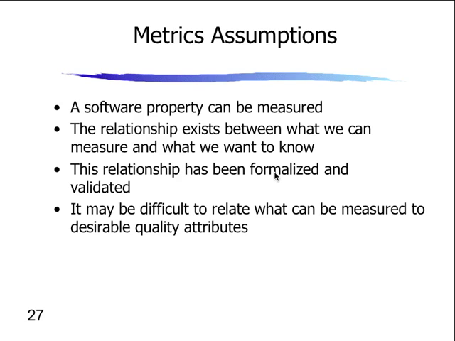So it's just like trying to measure people's work. How long does it take you to walk? Well, you probably could figure that out. Depends on the speed, but labor, stuff like that, costs. Unpredictable sometimes. We're assuming that there's a relationship that exists between what we can measure and what we know. Are we even measuring what we think we're measuring? Do we know what we're measuring? And the relationship can be formalized, validated. It's another assumption. It might be difficult to relate what we're measuring to the desired quality attributes.